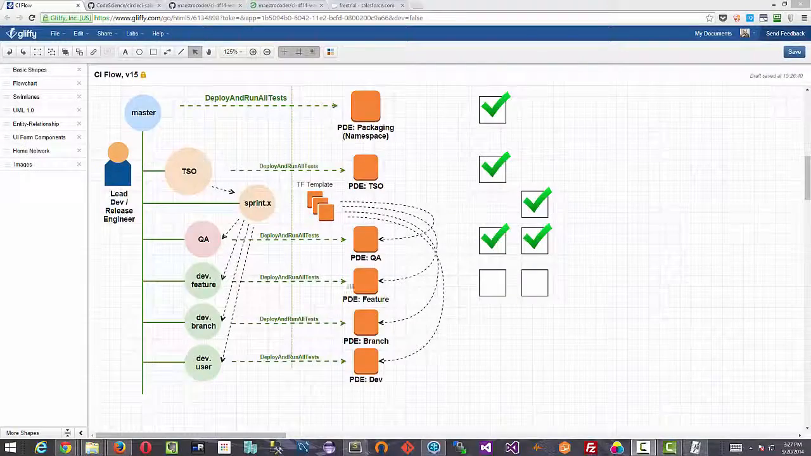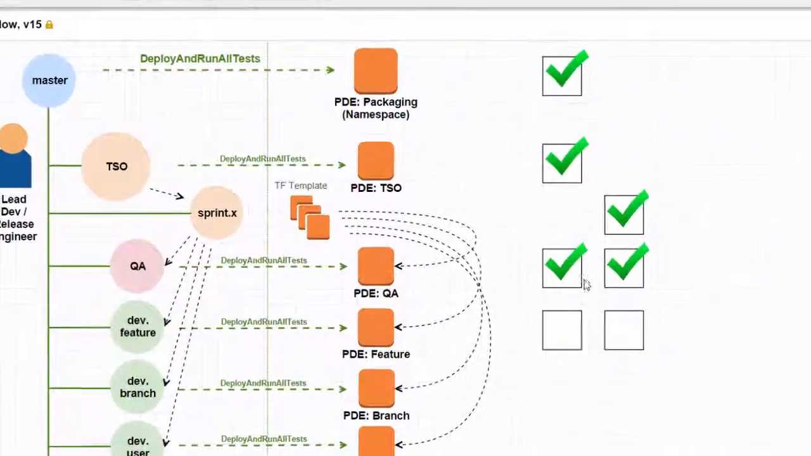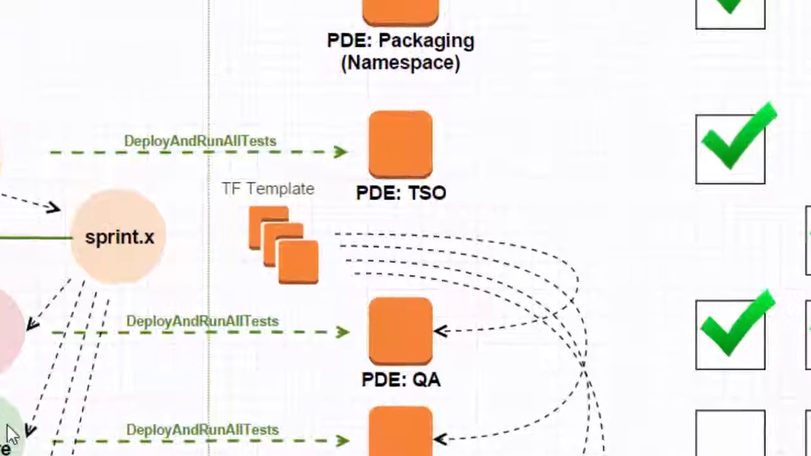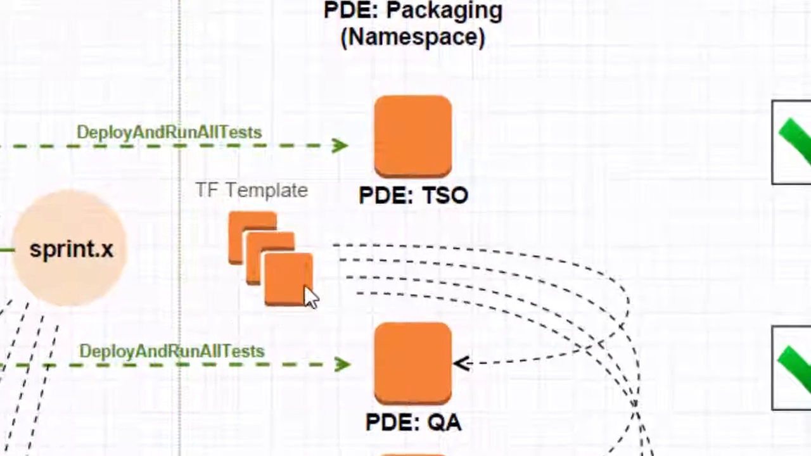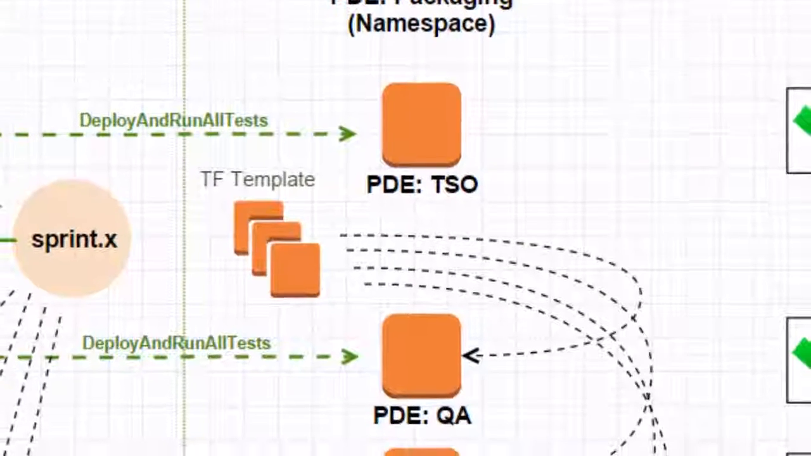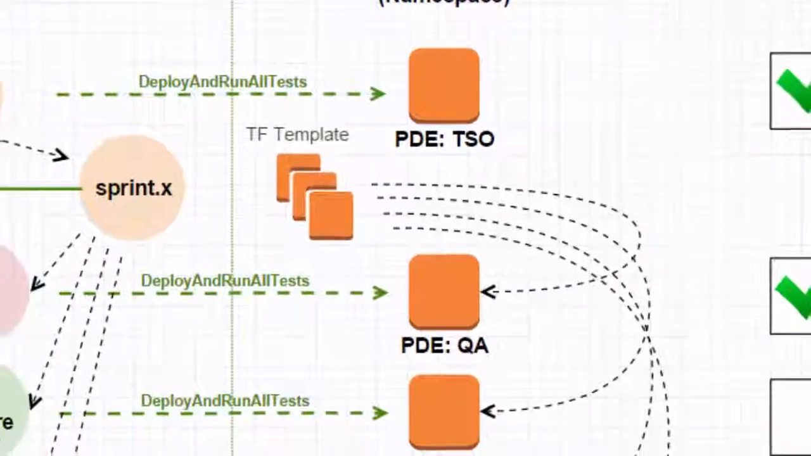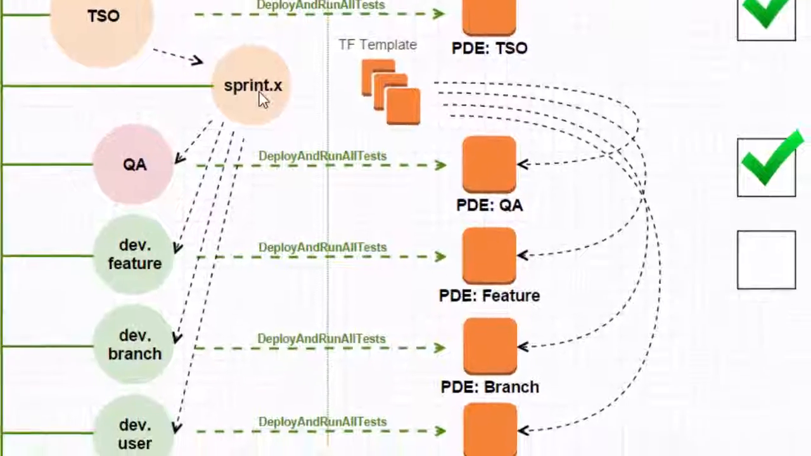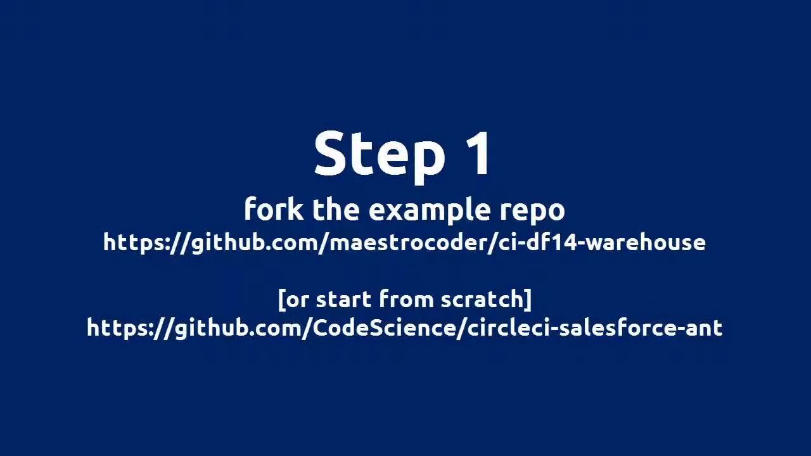So maybe you've already seen CI using Jenkins with sandboxes and found it difficult to get set up. Using a new technique by converting a partner DE org, we'll call PDE, into a TSO, Trialforce source org, we're able to clone dev orgs using TF templates in just minutes and set up a feature branch flow in record time. Step 1. Fork the example repo.